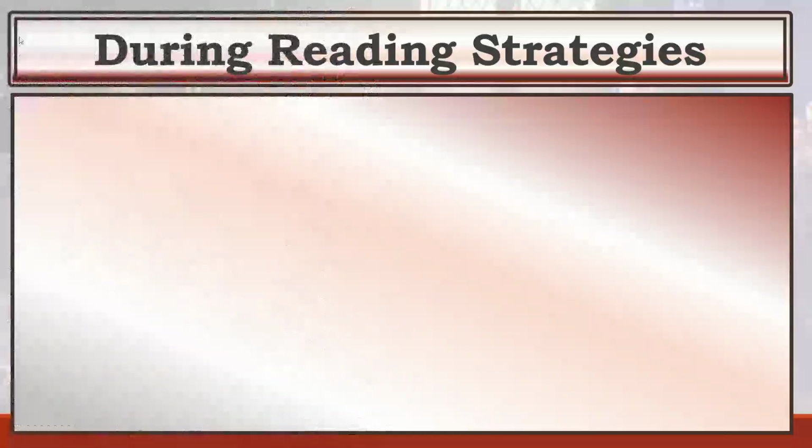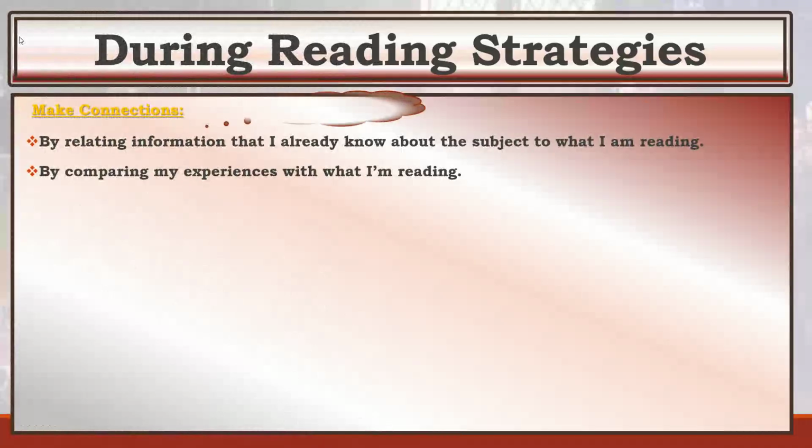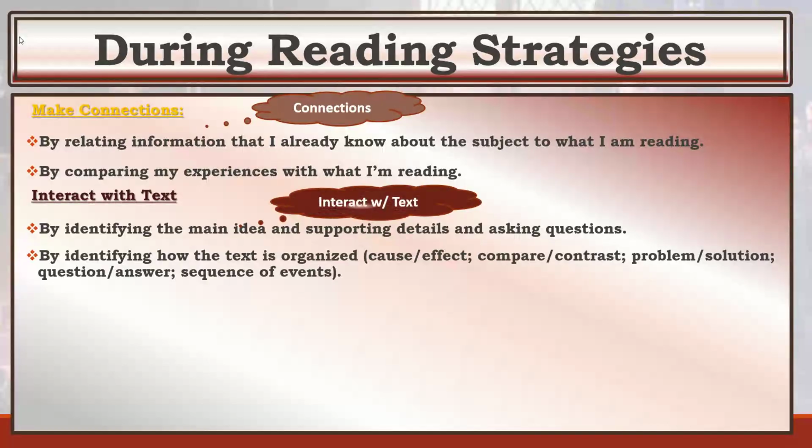We know the deal. When we go into reading and we go to summarize notes, first thing we do is start our during reading strategies, right? We're making connections, relating information I already know about the subject to what I'm reading by comparing my experiences with what I'm reading. We always interact with text. This is a big one with the outlining, because we are identifying main ideas and supporting details. We are doing that already when we're outlining.